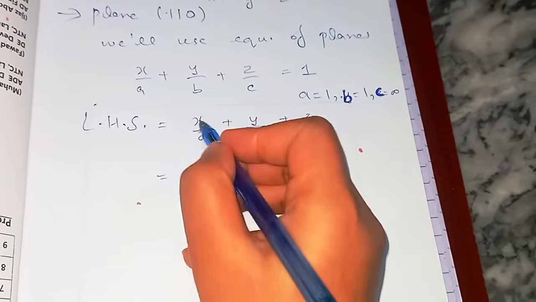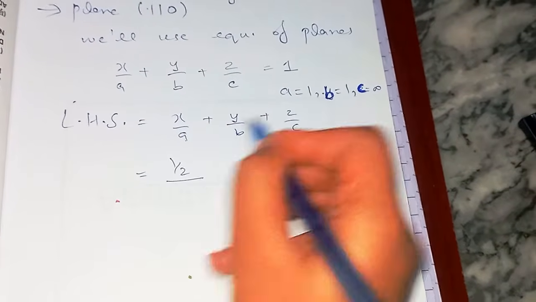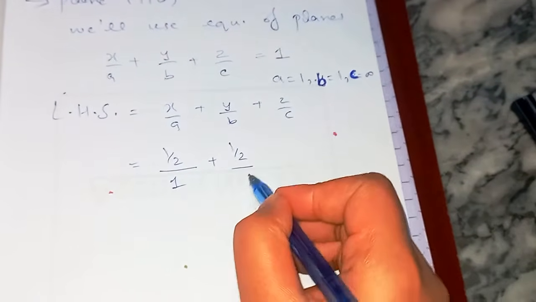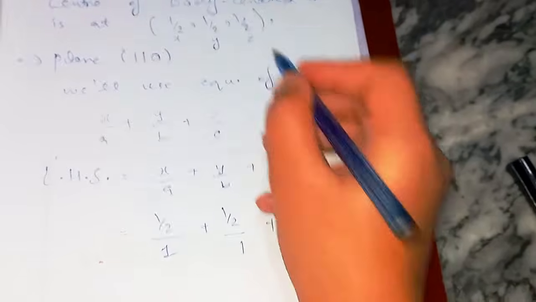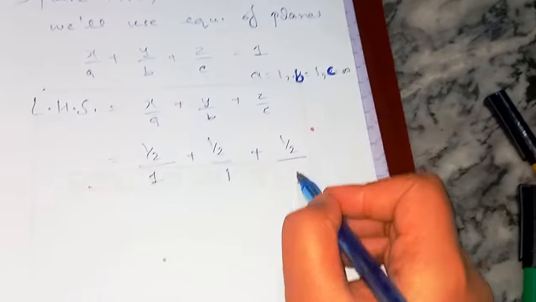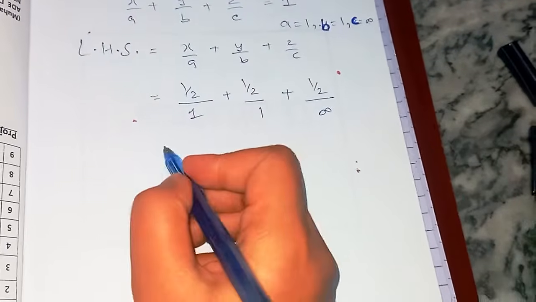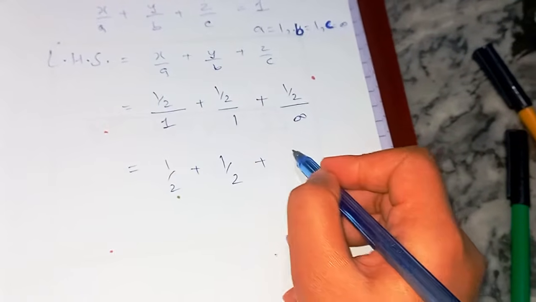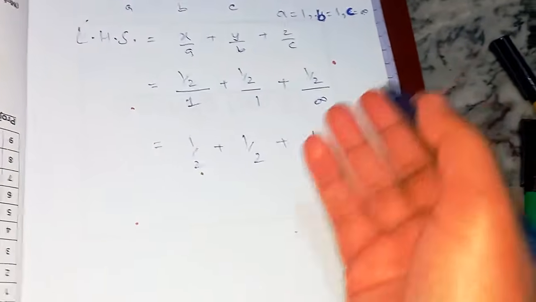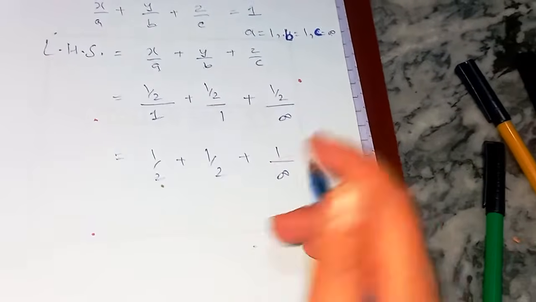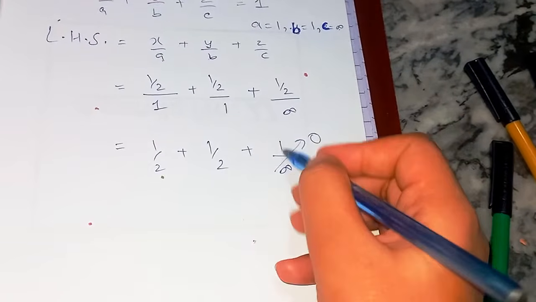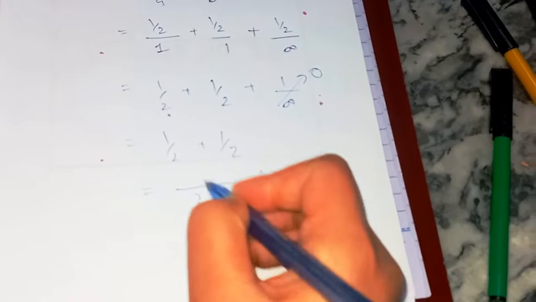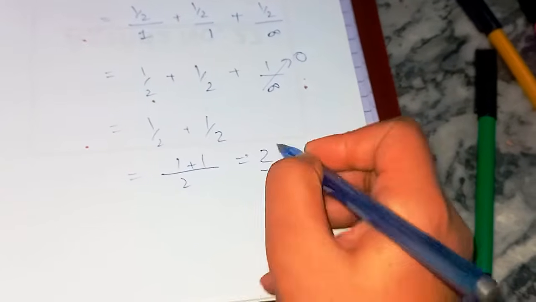So let's put these values. X is half divided by a, which is 1. Y is half divided by b, which is 1. Z is half divided by c, which is infinity. So it's 1 over 2 plus 1 over 2, and we know that whenever infinity is in the denominator, this quantity is 0. 1 over infinity is 0. So we got 1 over 2 plus 1 over 2, which is 2 over 2, 1.